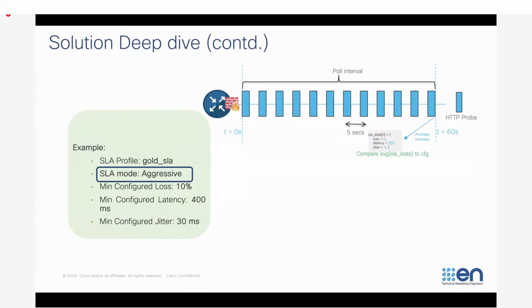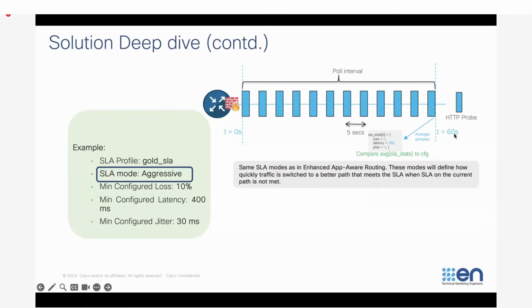And now let's talk about the SLA mode. In this SLA mode, we have set it to be aggressive, which will be keeping the bucket size or the poll interval to 60 seconds, as shown in the slide. And these modes, if you are familiar with enhanced application aware routing, part of the 20.12 release, we are using the same intent-based modes, and these modes will define how quickly the traffic will switch to a better path when the SLA is not met.